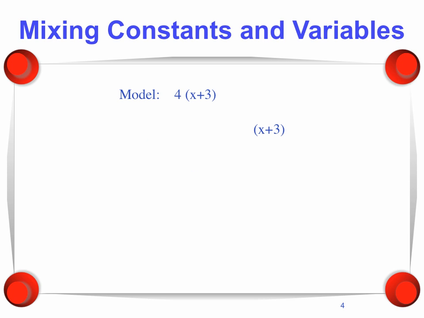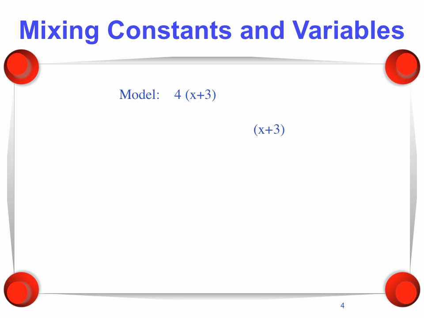Most of the time when we've used the distributive property this year, we've applied it in situations where we have a mix of constant terms and variable terms. Let's see what happens if we try and model an expression that we would use the distributive property for. The expression is 4 times the quantity x plus 3.